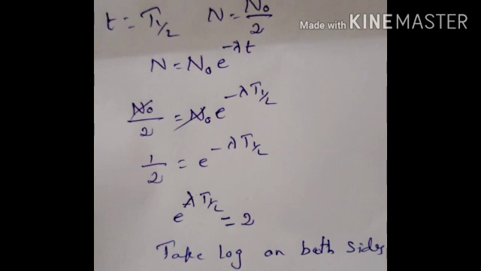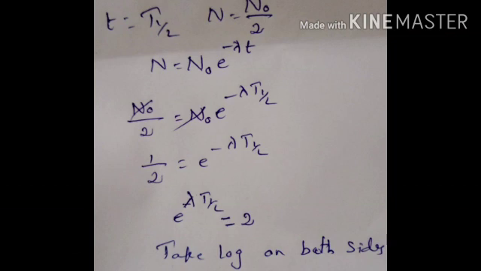Now we are going to derive the equation of half-life. Time taken for the disintegration t is equal to T half, number of atoms decayed n is equal to n naught by 2. Substitute in the equation n is equal to n naught into e power minus lambda t. It will become n naught by 2 is equal to n naught into e power minus lambda t half. N naught can cancel. So 1 by 2 is equal to e power minus lambda into t half.